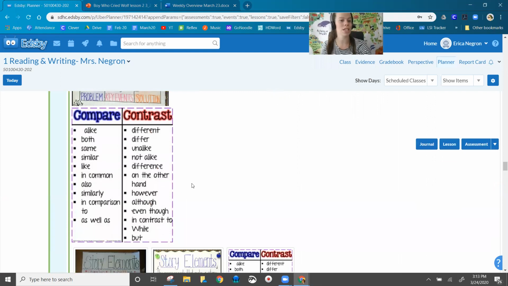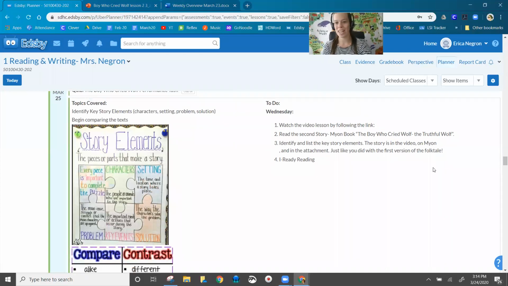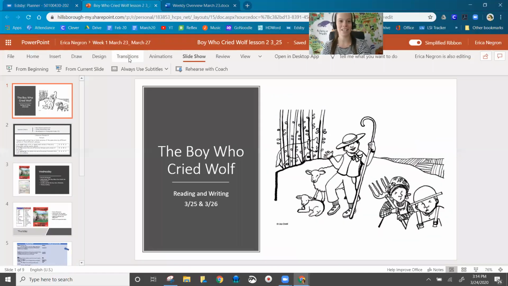Here are some words that I want you to start thinking about. Remember that compare and contrast chart we had at school? You can use that, okay? If things are similar, they are alike. Both, same, similar, in common. If they're different, we can use words like unalike, not alike, difference. On the other hand, think of that chart we also had in the classroom as well. So, Wednesday, let's take a look here.